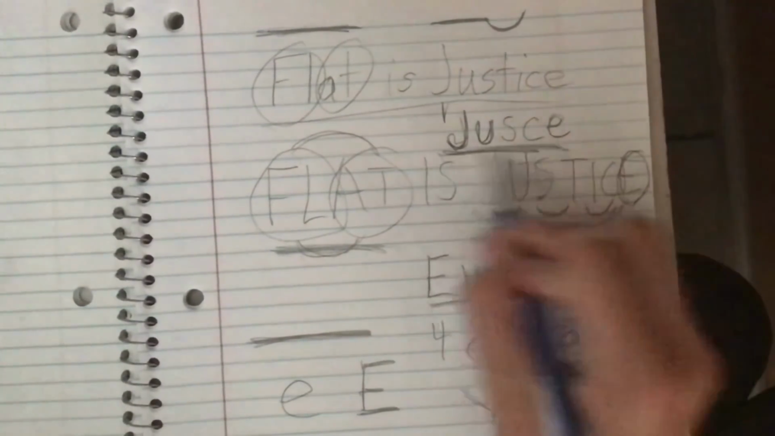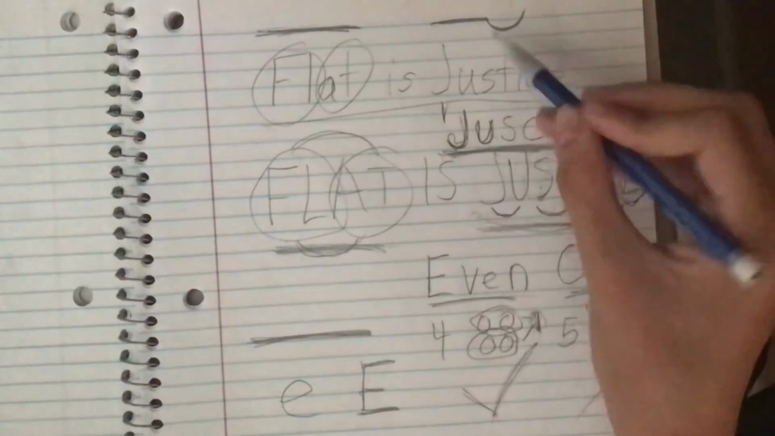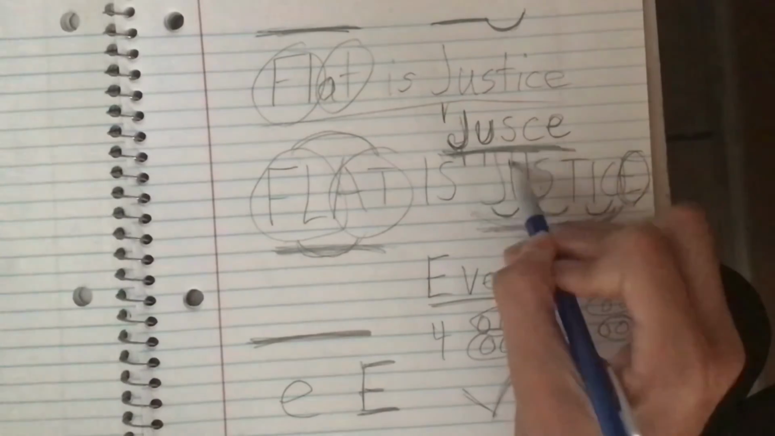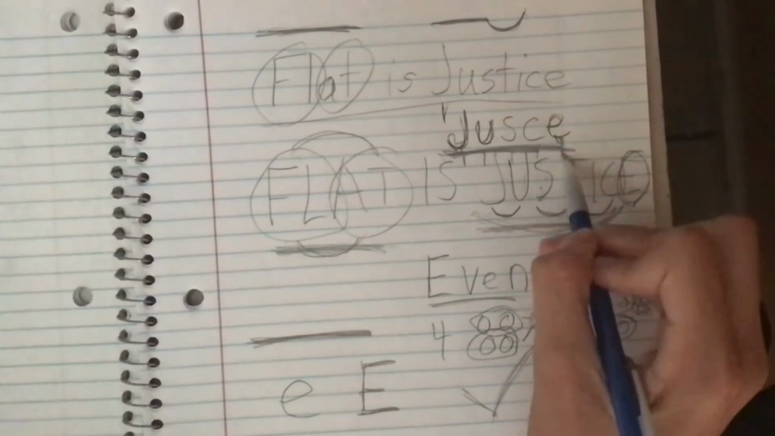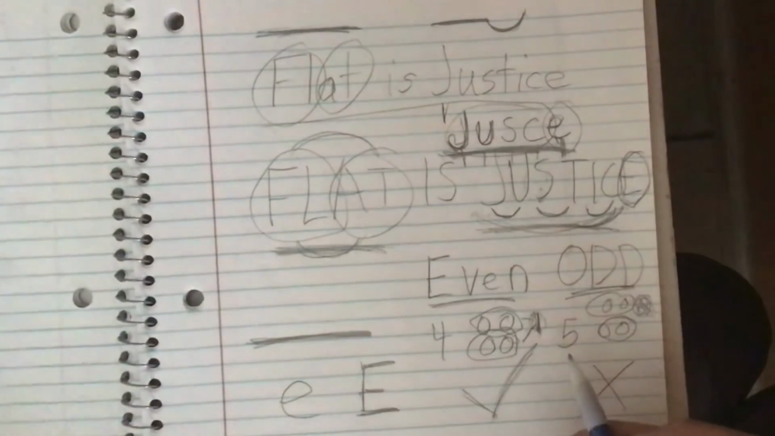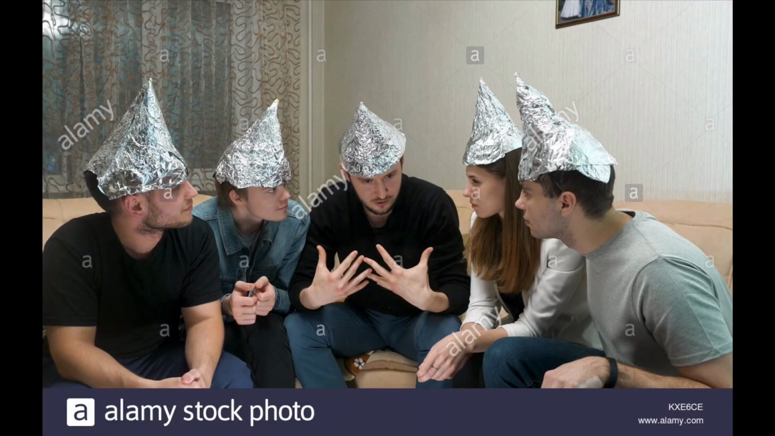If we take the lowercase form when it does have curves: 1, 2, 3, 4, 5 letters. Once again, an odd number. Flat may be justice, but it's not justice, because justice contradicts its own meaning.